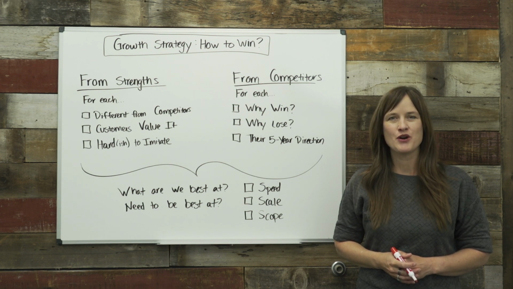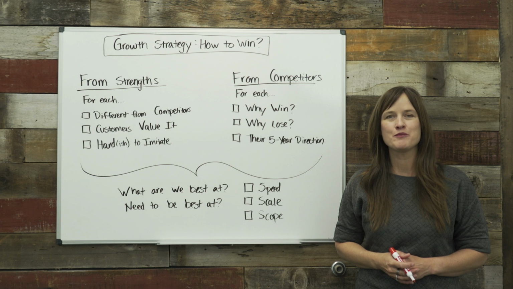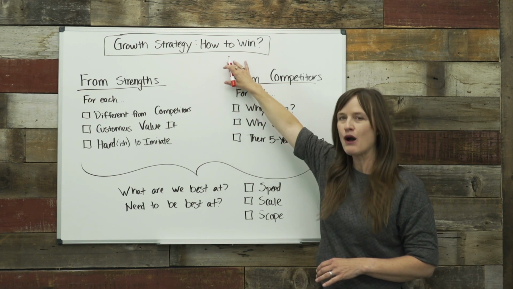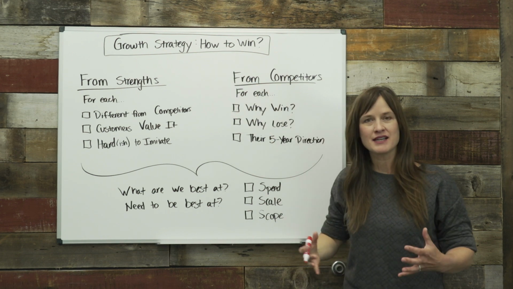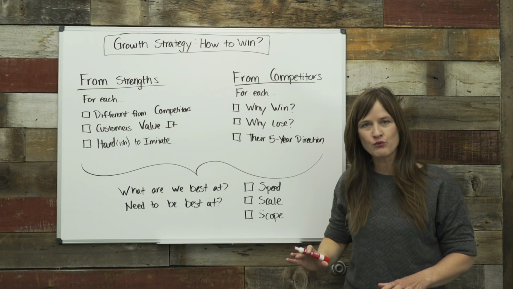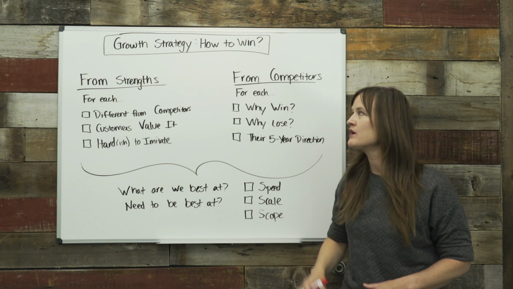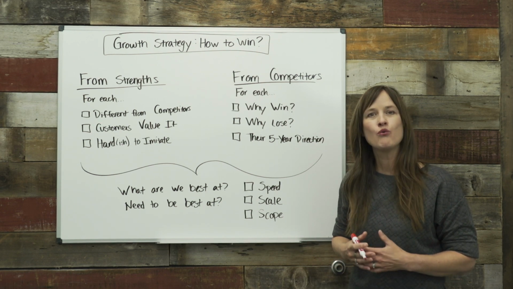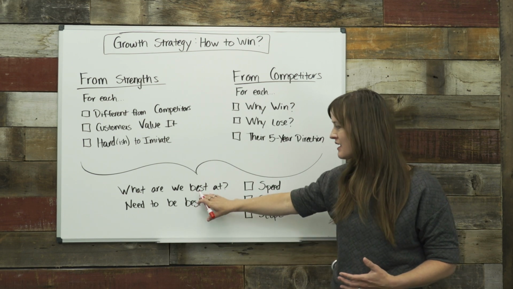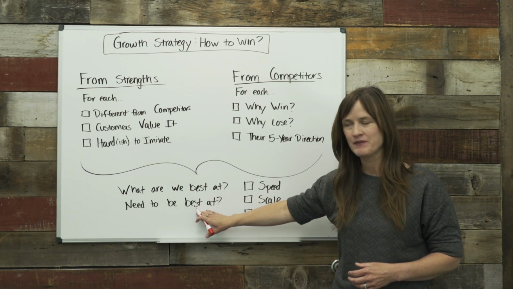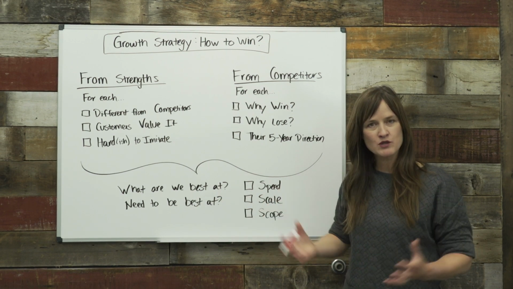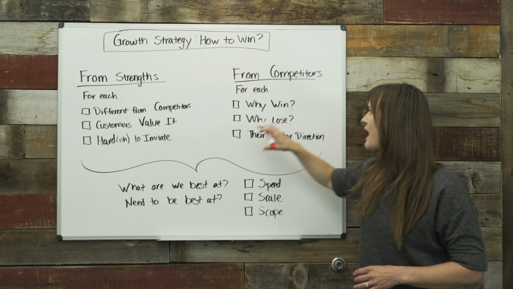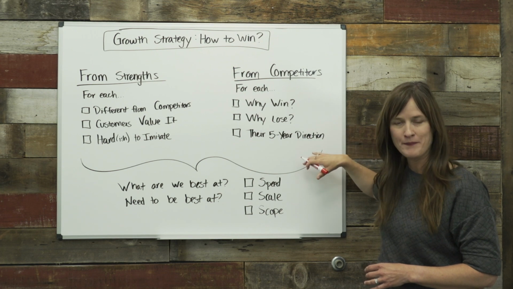Today's whiteboard video is part of our series on how to develop your growth strategy. Today we're specifically digging into how to win. This is in the context of where to play, how to win, how we're going to grow. So digging deep on how to win is really unpacking what are your current competitive advantages and what do they need to be. There's a couple of ways we're going to go about that. We're going to take it from a strengths perspective, and we're going to take it from a competitor perspective.